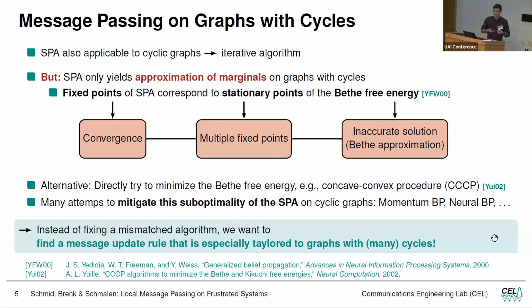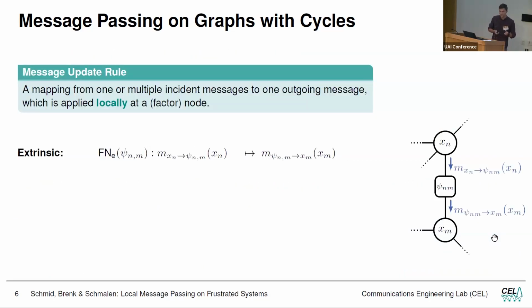So we want to come up with a new update rule, which is better suited for cyclic graphs, such as the SPA is very well suited, in fact optimal, for tree structured graphs. So to summarize, we want to find a new message update rule, which is basically a local function or mapping, which defines how to compute an outgoing message based on the incoming messages. And this function should only depend on this local factor psi here. Earlier, we saw the extrinsic principle for the SPA, which means that we do not include this message which flows here in the opposite direction.